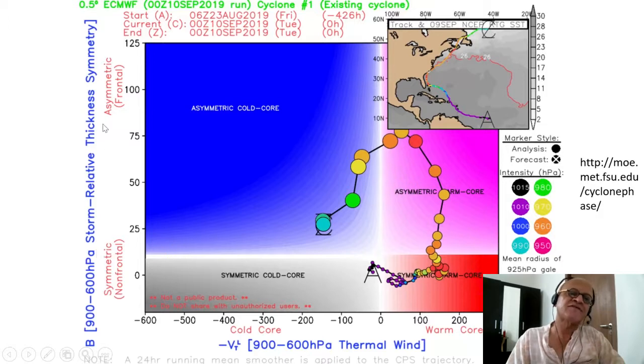But more importantly, you can see that in the same way we showed before, storm relative thickness symmetry versus the lower level thermal winds, the phase space here is nicely split into symmetric warm core and asymmetric warm core, asymmetric cold core and symmetric cold core. You can see the path here wandering through, starting from a symmetric cold core here at A, and then going off into the symmetric warm core quickly, and then going on into asymmetric warm core, and then coming back into asymmetric cold core as it transitioned into an extratropical cyclone.